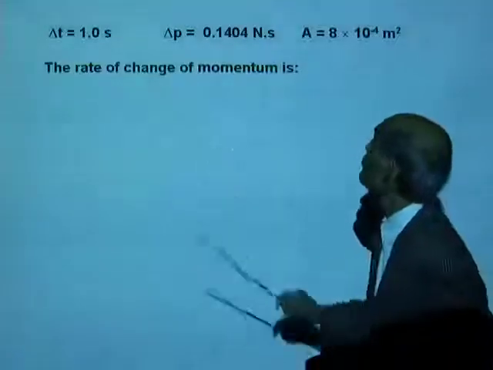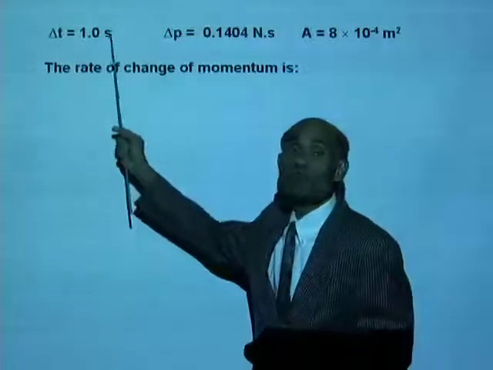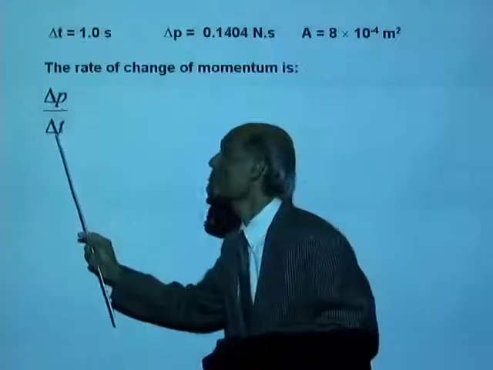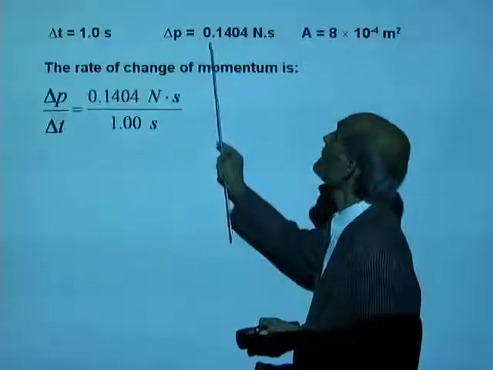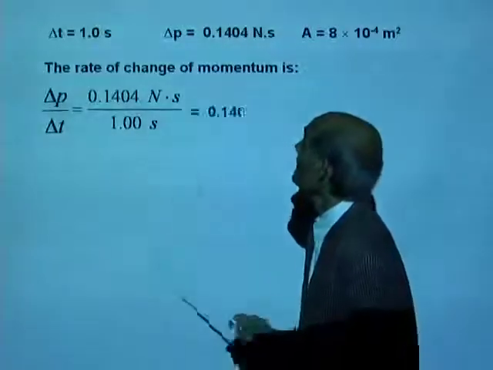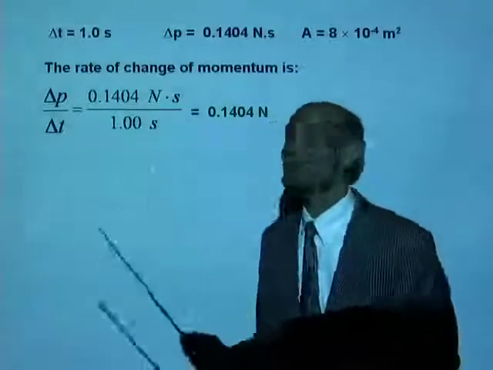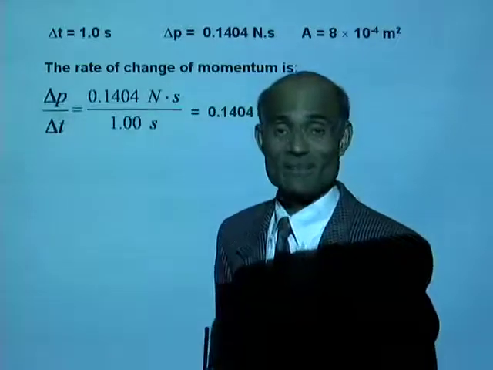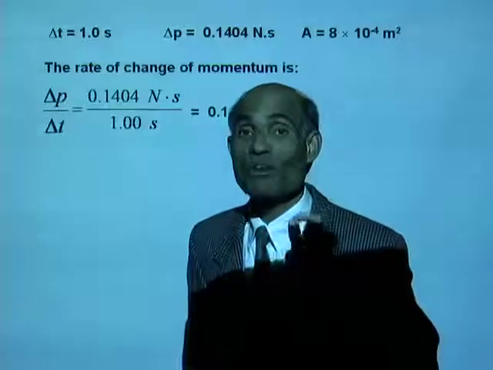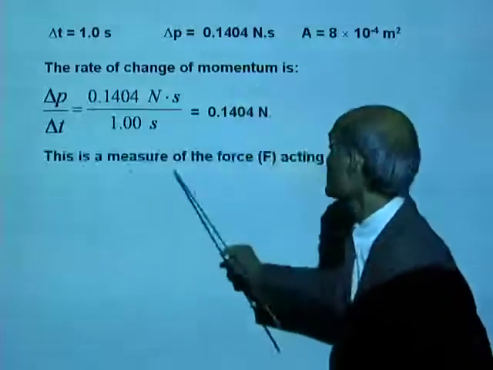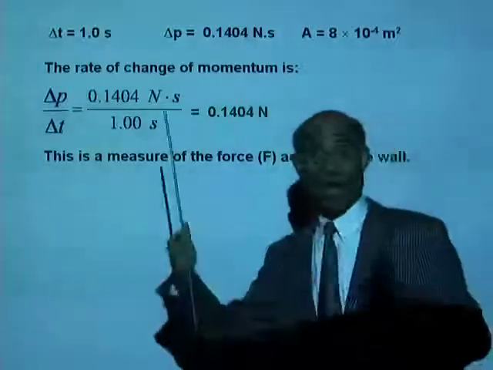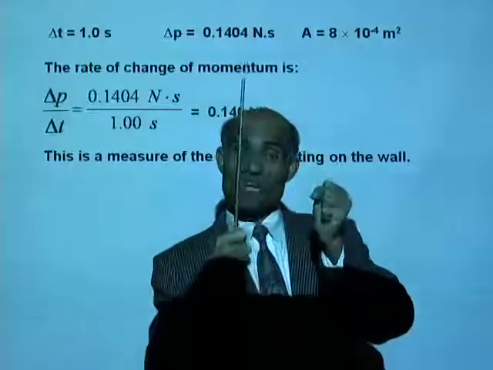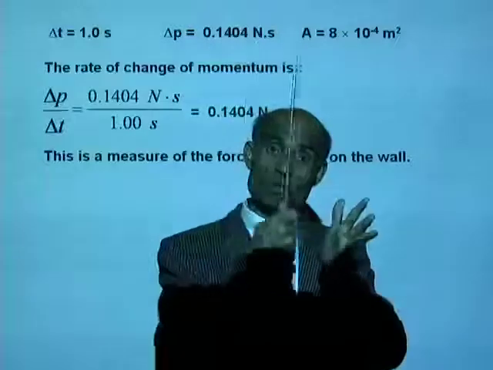Alright, this change in momentum occurred during a time of 1 second. So the rate of change of momentum is delta P divided by delta T. Delta P is this, and delta T is 1 second. Therefore, the rate of change of momentum is 0.1404 Newton. And what does rate of change of momentum represent? The rate of change of momentum is a measure of the force. So this is a measure of the force F acting on the wall due to the collision, because the change in momentum is due to the collision.